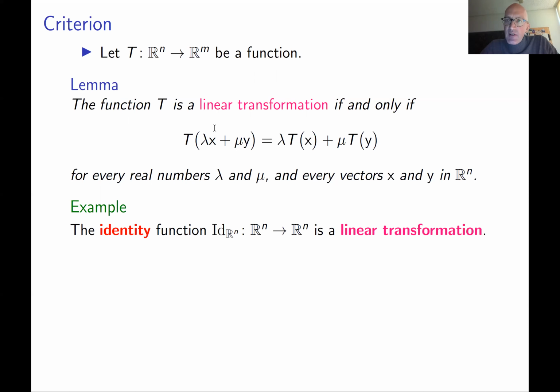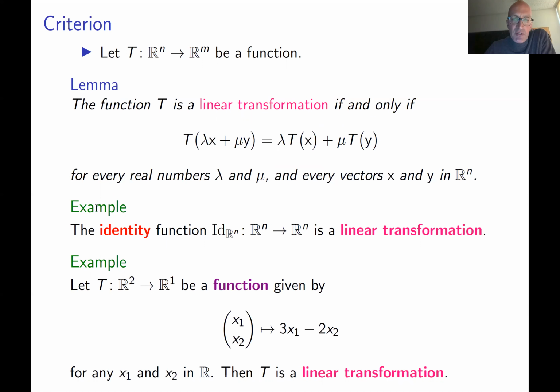A very famous linear transformation is called the identity function. The identity function is a linear transformation. Why? Every vector, by definition, is mapped by the identity transformation to itself. So vector x is always mapped to x. If you want to apply this lemma, you have lambda x plus mu y. Of course, it's mapped to lambda x plus mu y by the identity function. So this proves that the identity function is a linear transformation.